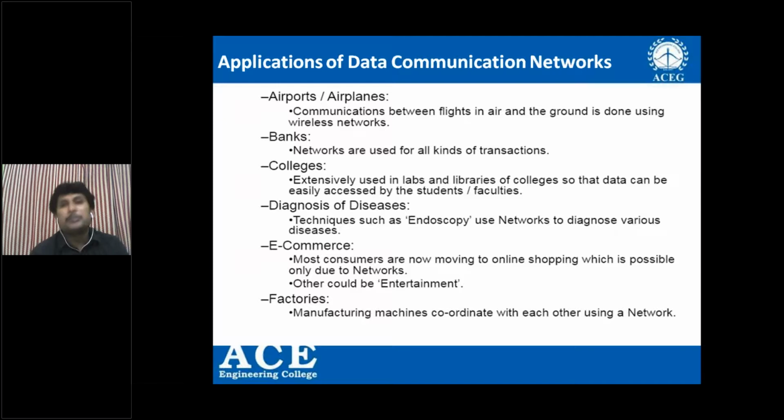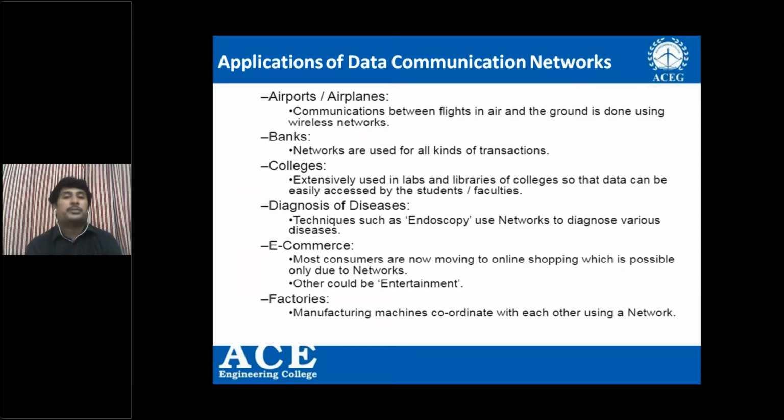And factories implement things like total quality management, supply chain management, and just-in-time inventory. All these happen only when they can know what stock is available, how much stock has been dispatched, when the raw material has to be obtained, and when the order is to be delivered. All these things need to be automated, and the data has to be available.